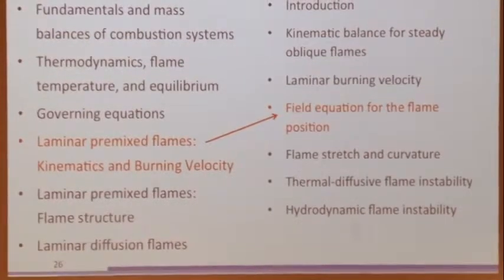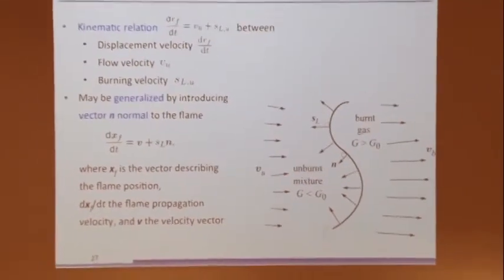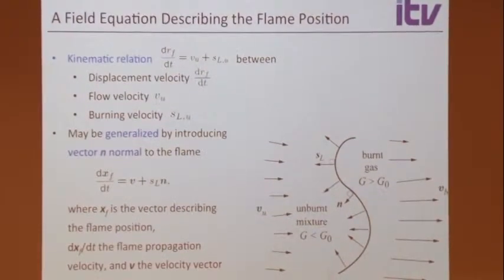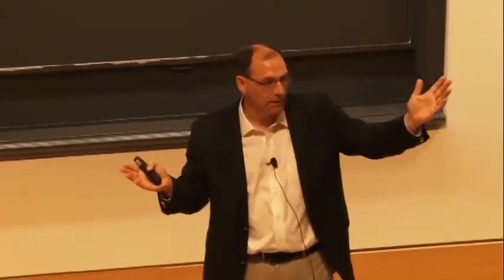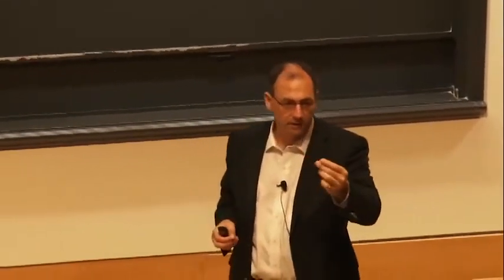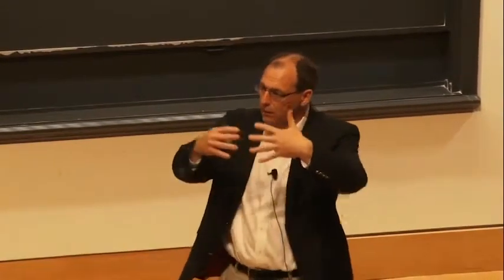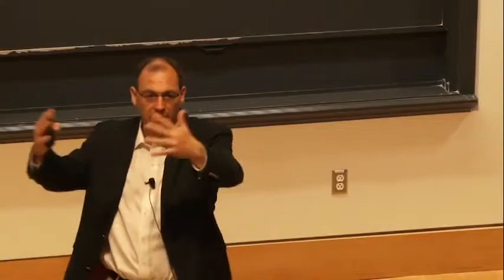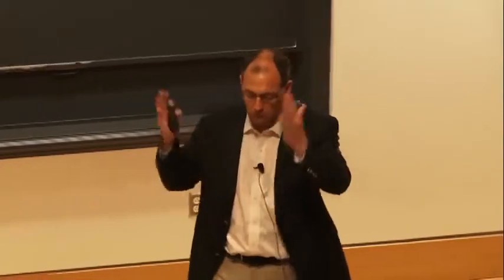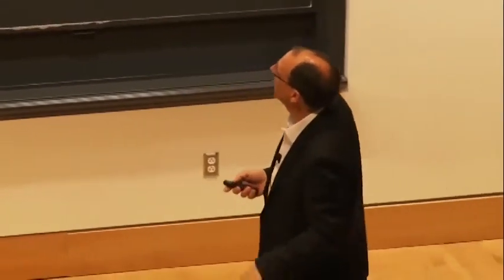Okay, so the field equation for the flame position is the so-called G equation, or the level set equation. Imagine this room is filled with a fuel-air mixture, and I spark it here in the corner. Then I have a flame that moves through this room. Let's say for now this flame is really thin, so I can treat it as a discontinuity, or as a front, and I just need to determine the location of the front as a function of time. Then I know everything there is to know about this.